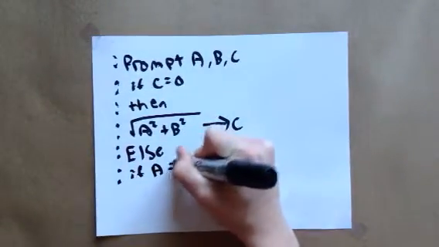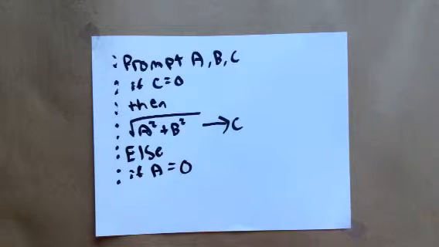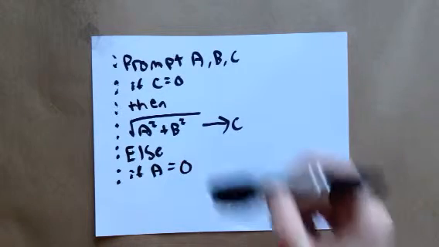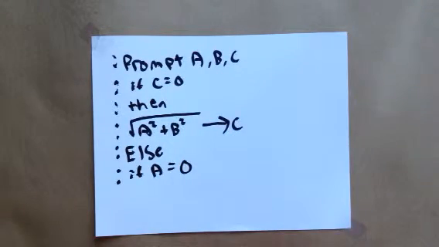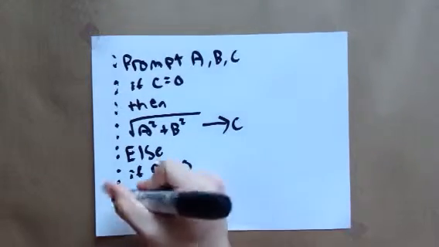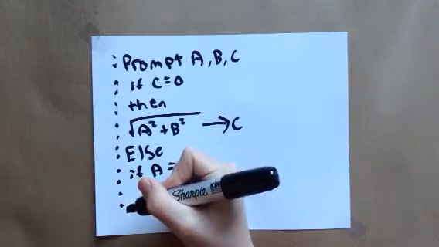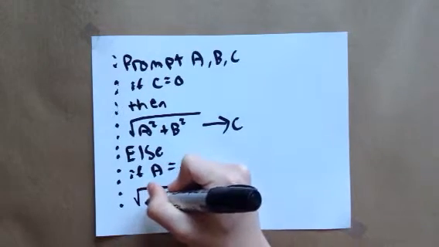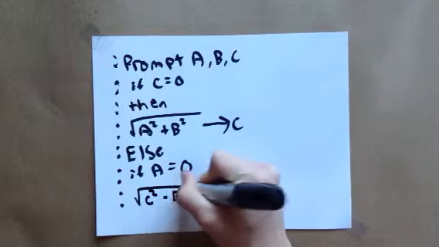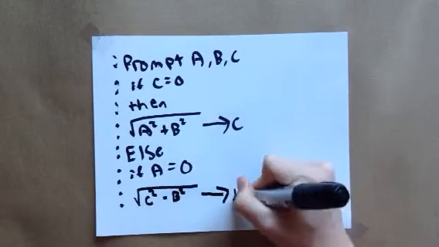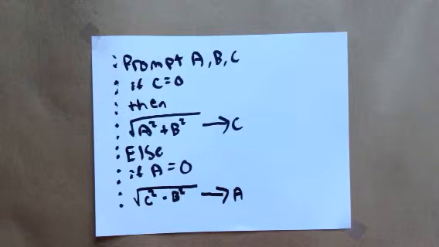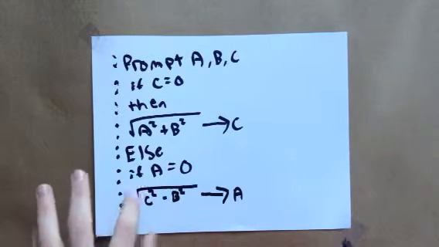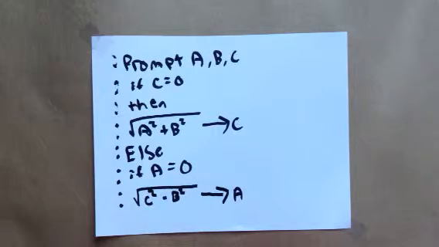if A equals 0. So when you put in your variables A, B, and C, it's going to say, hey, is C 0? If the answer was yes, then it's going to do this part. If the answer was no, it's going to skip down here to the else and say, hey, A is 0. So now we're going to A equals 0, and our next line of code is going to be the root of c squared minus b squared, and we're going to store that as a. So now our calculator knows that if a was 0, this is the math that it's going to do, and it's going to store that as a.